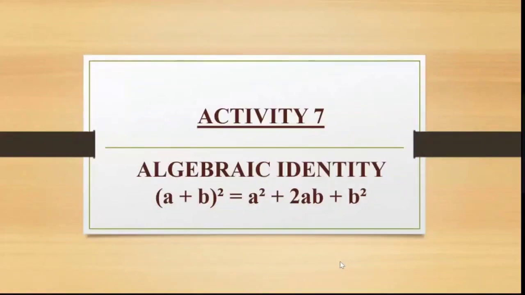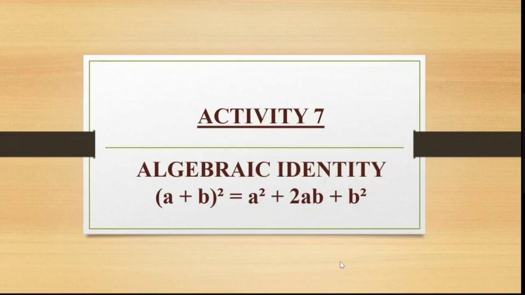Hello everyone. We all know that algebraic identities help us a lot while solving so many questions, and they're very important to be learned. So through this activity, we'll be verifying the algebraic identity (a + b)² = a² + 2ab + b² through the paper cutting and pasting method.